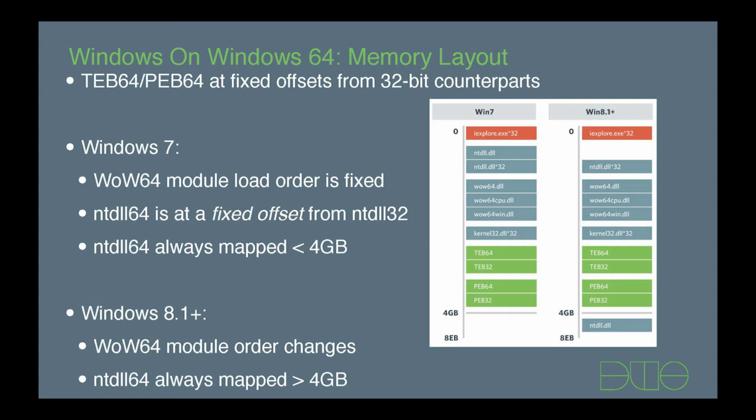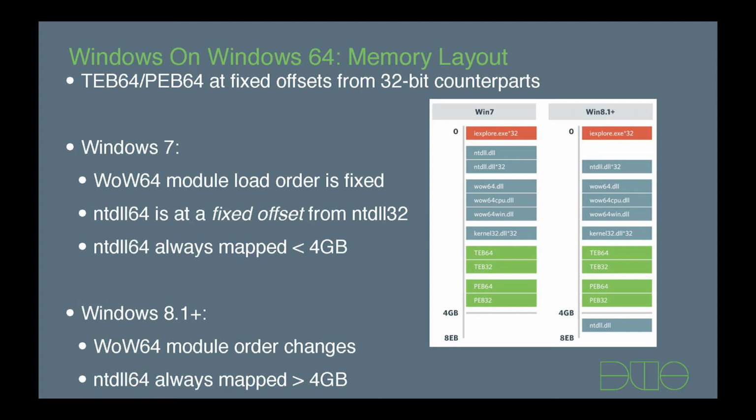On Windows 7, all of those modules I was talking about, the load order is fixed. So again, they're subject to ASLR, but if you can find one of them, everything is going to be predictably aligned from there. Additionally, the 64-bit copy of NTDLL is always located at an address below 4 gigabytes, and it is at a fixed offset from the 32-bit copy of NTDLL. This particular factor was big in being able to make this exploit work easily.